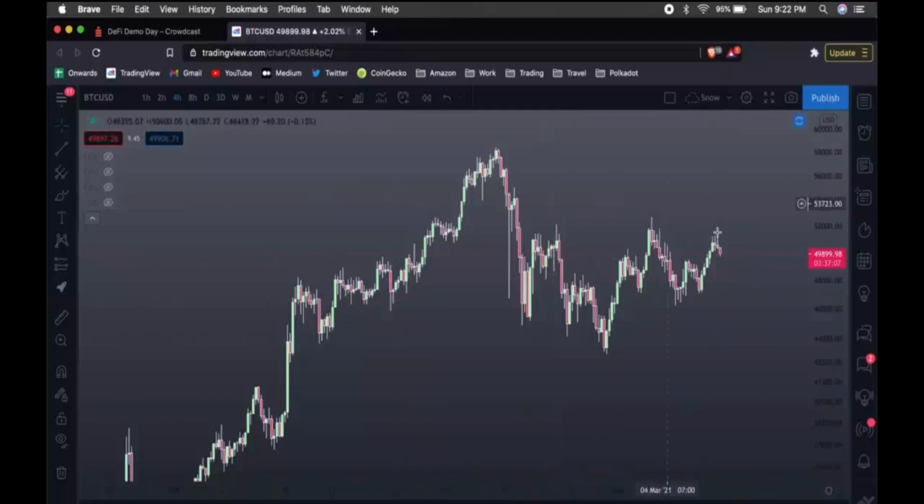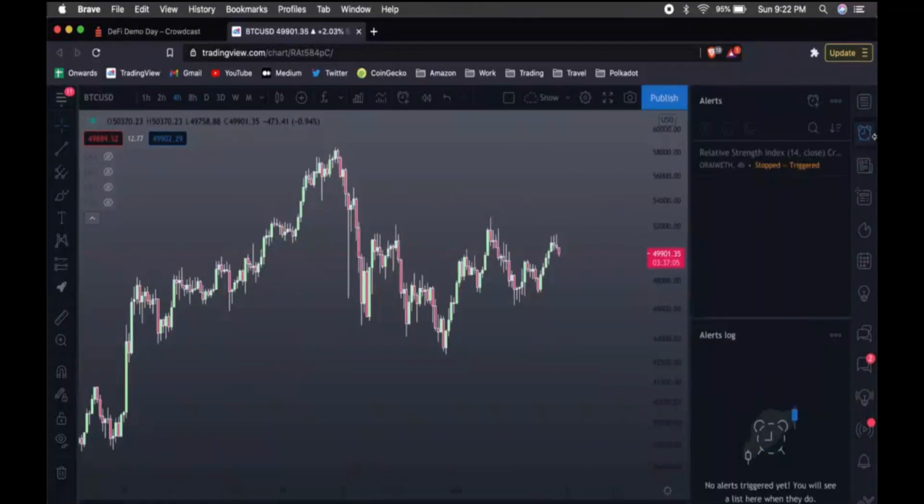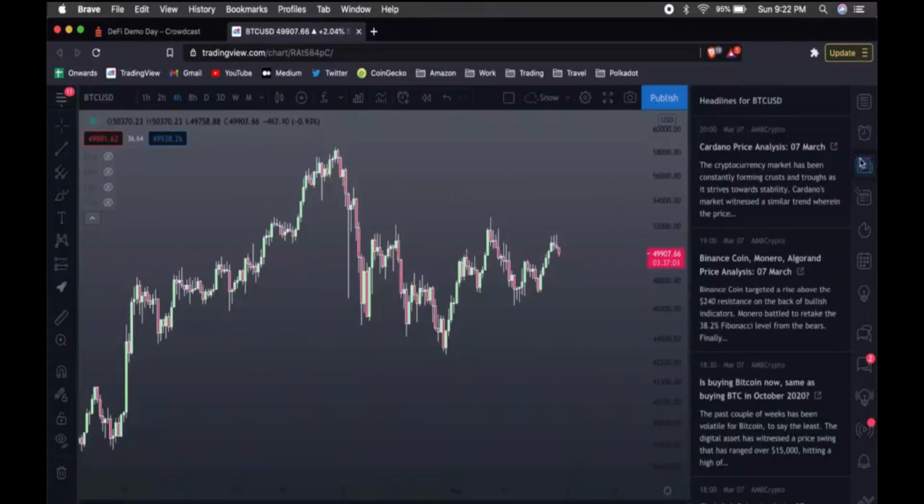Lastly, in the middle, you have your chart, right? You can set up different alerts here. You have your headlines here if you want to read any news and, you know, a few other things that I don't use too much. They have chats and notifications and stuff like that.